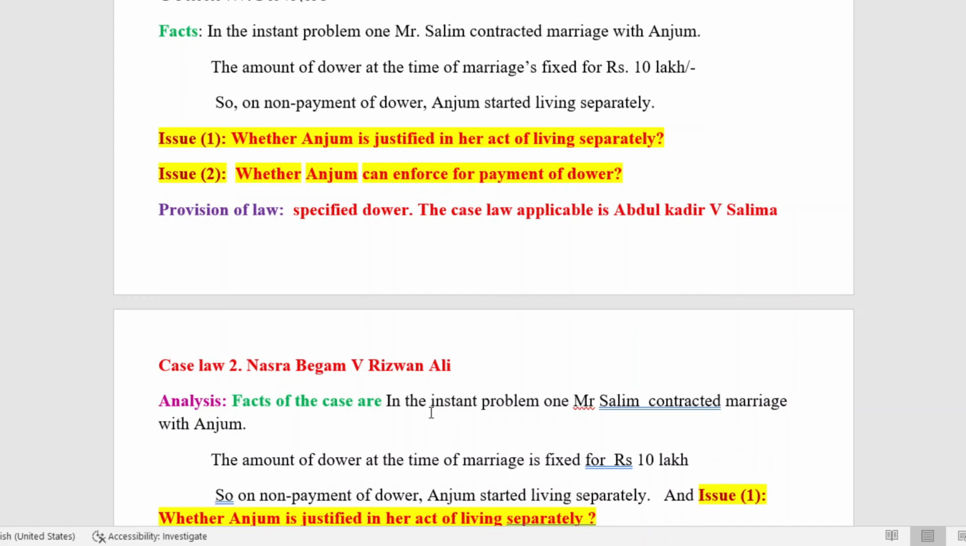Because there is a contractual marriage, she cannot deny the restitution of conjugal rights. So that aspect we have to see with regard to Abdul Qadir versus Salima.